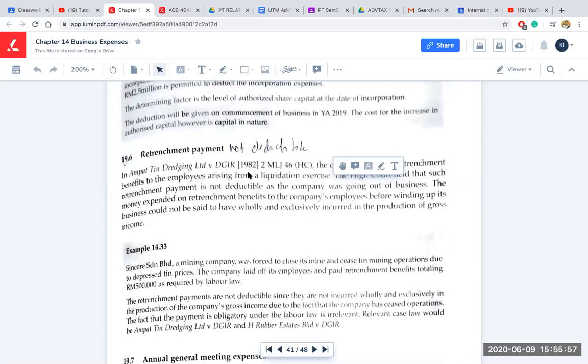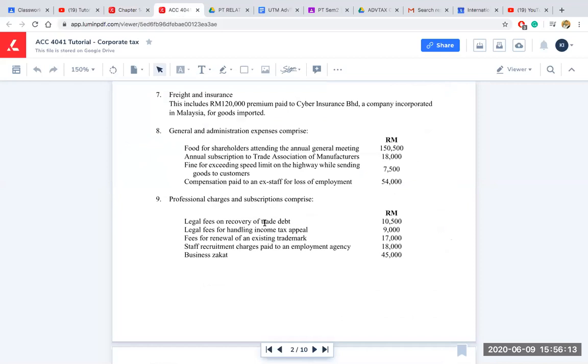Sebab remember section 33 mesti expenses incurred in the production of income. So kalau dah company dah liquidate, you make payment, payment for what? Bukan payment untuk production of income lagi. So that's why it's non-deductible. Right? Okay. Any more question?